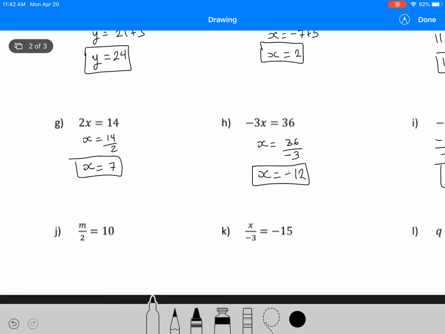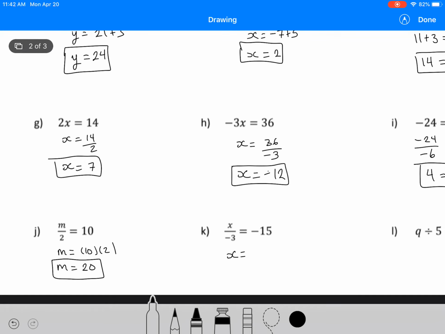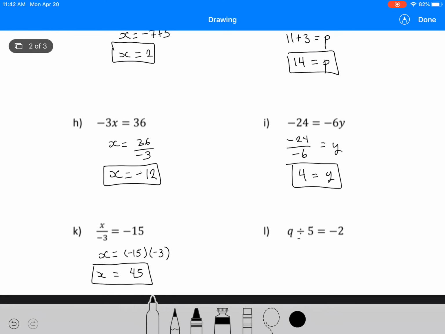And then we have the last ones, which are division. And we know the opposite of dividing is multiplying. So here, m is equal to 10 times 2, which is 20. For k, x will equal -15 times -3, which is 45. And for the last one, it's also division, just written a different way. Q is going to equal -2 times 5, which is -10. Let me just fix this.